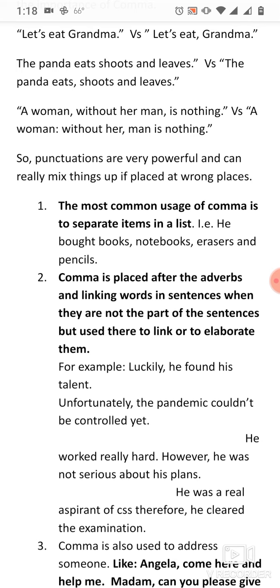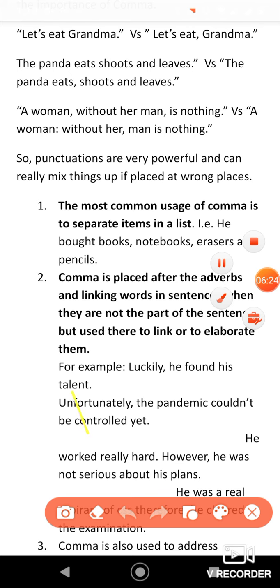The most common usage of comma is to separate items in a list. For example, he brought books, notebooks, erasers, and pencils. There are certain items in the list: books, notebooks, erasers, and pencils. They are separated by the comma, which is placed after every item at the baseline of the text.